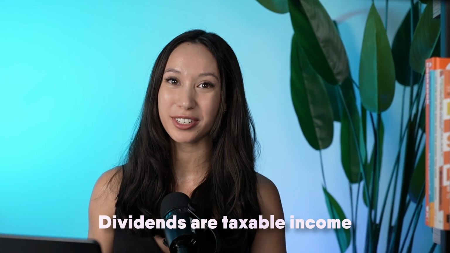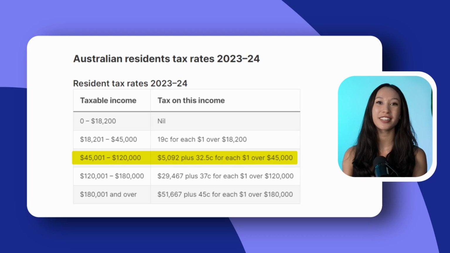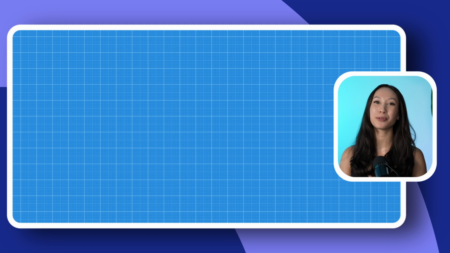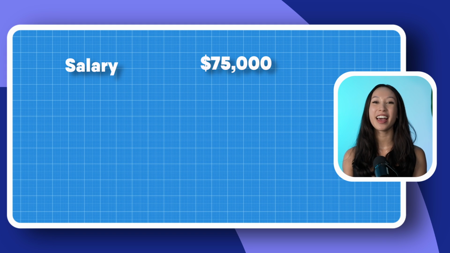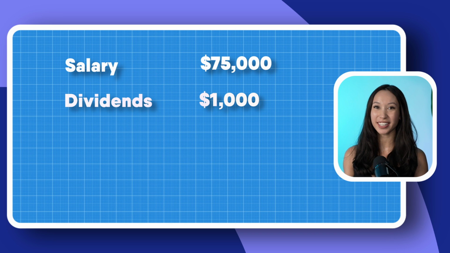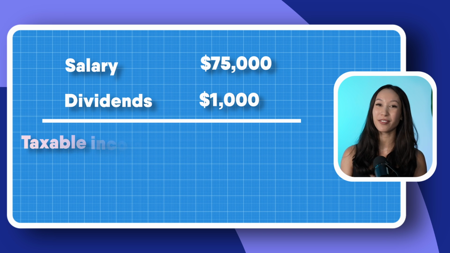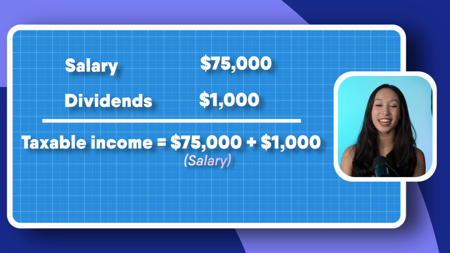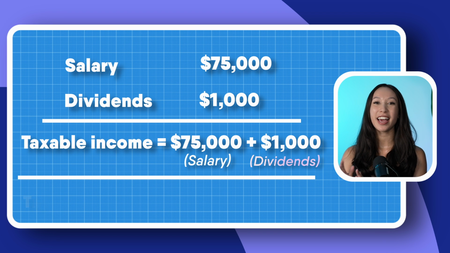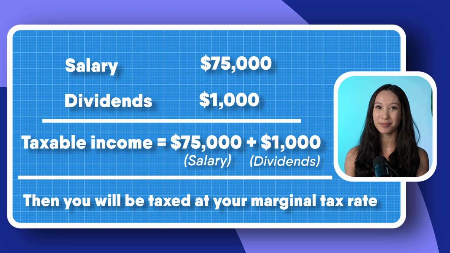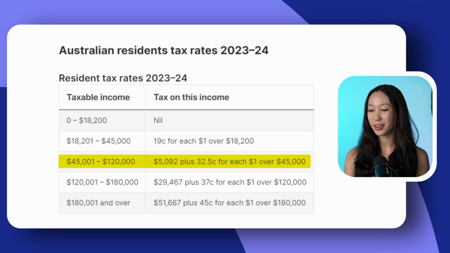In both cases, you still do need to pay tax on the dividends that you receive. Basically, what happens with dividends you receive is you need to put it into your tax return as income, and then it gets taxed at your marginal tax rate. So let's say, for example, you earn $75,000 per year and you receive $1,000 in dividends. You put in your taxable income, which is $75,000 per year from your salary, and then you put in the additional income, which is your $1,000 from your dividends, and then you get taxed at your marginal tax rate, which would be the $45,001 to $120,000 tax bracket.